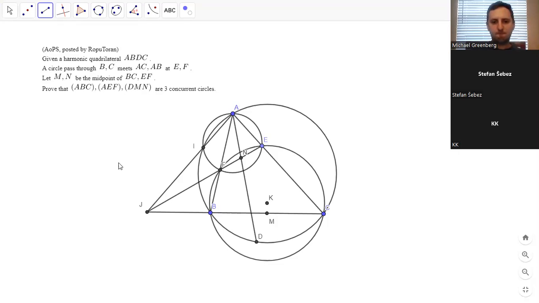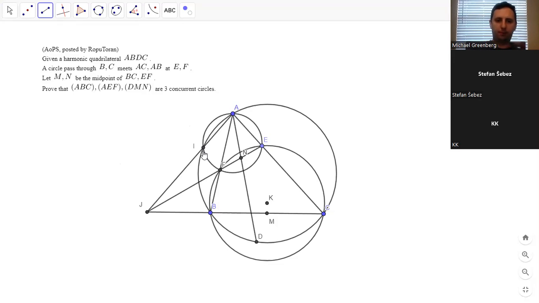So firstly, angles KNJ and KMJ are 90 because of the midpoints. Okay. A bit less trivial is that KIJ is 90, but that is well known. Okay, KIJ is 90. So far we have that J, I, N, K, and M are concyclic. J, N, K, and M.